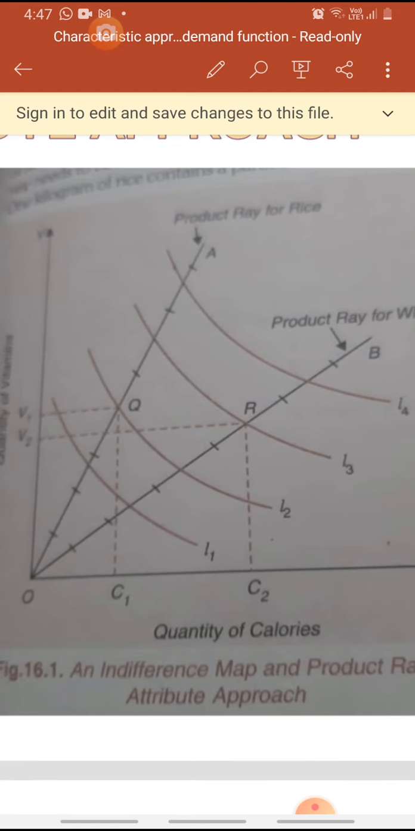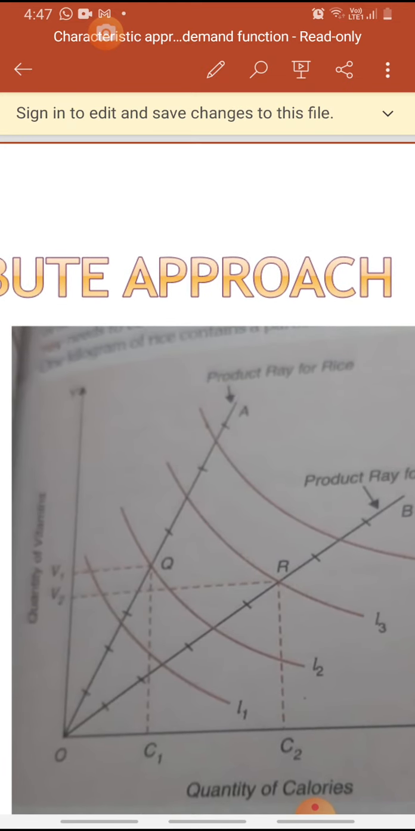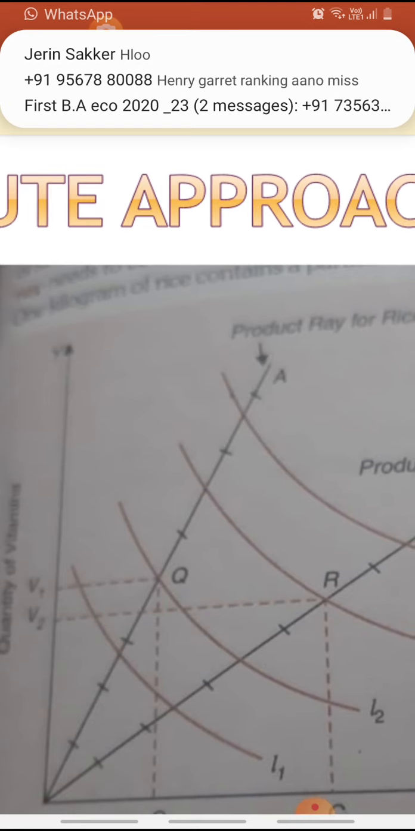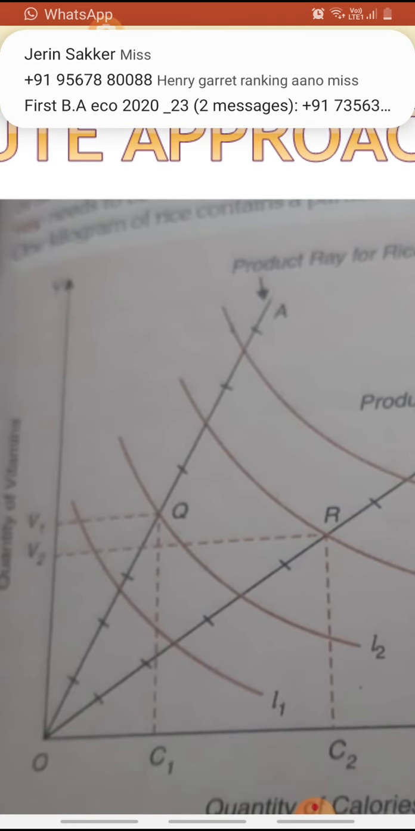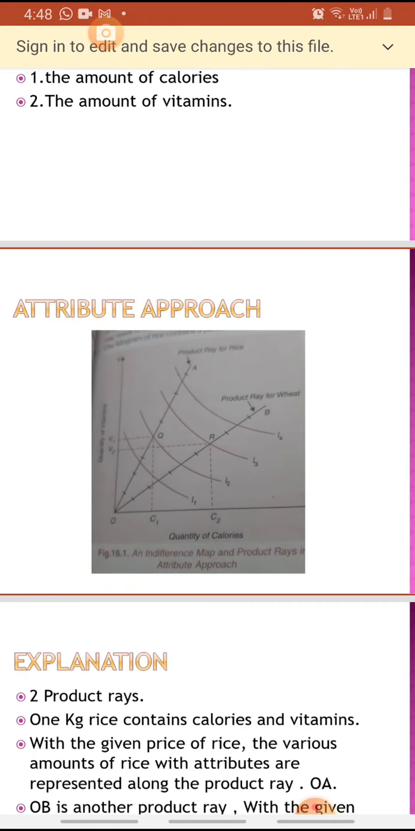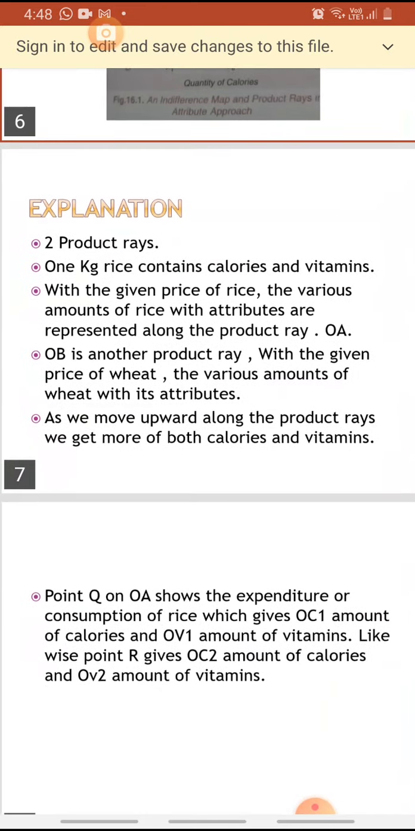Point R is on product ray B, where with the consumption of wheat we get OV2 amount of vitamins and OC2 amount of calories. Point Q is on the product ray OA, where we consume rice. By the consumption of rice, we get more vitamins OV1 and fewer calories OC1. So this is the way we explain the characteristics approach.